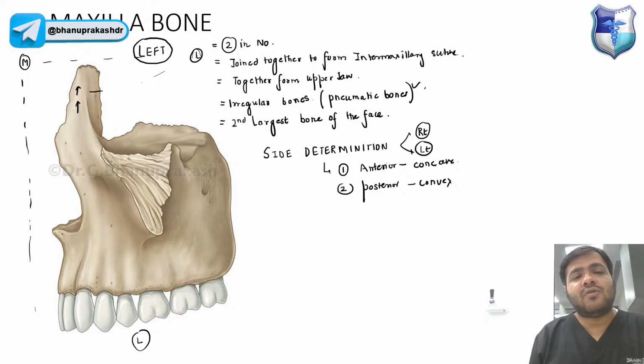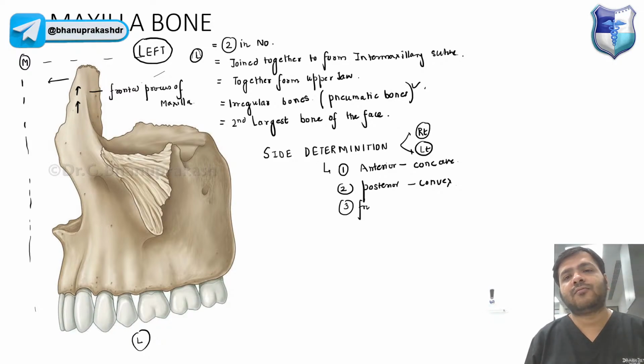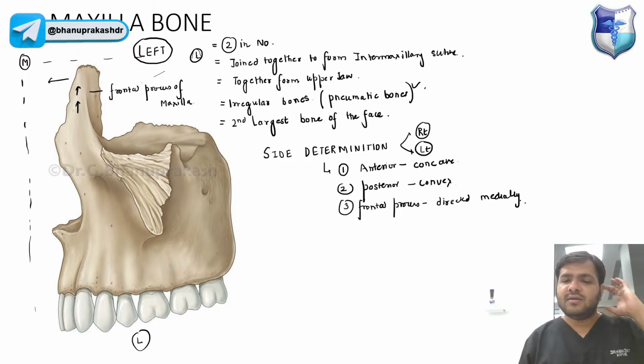So basically this is called the frontal process of the maxilla. So remember the frontal process, where is it always directed? Medially. The frontal process is always directed medially. Basically remember it is directed medially, right? So yes.